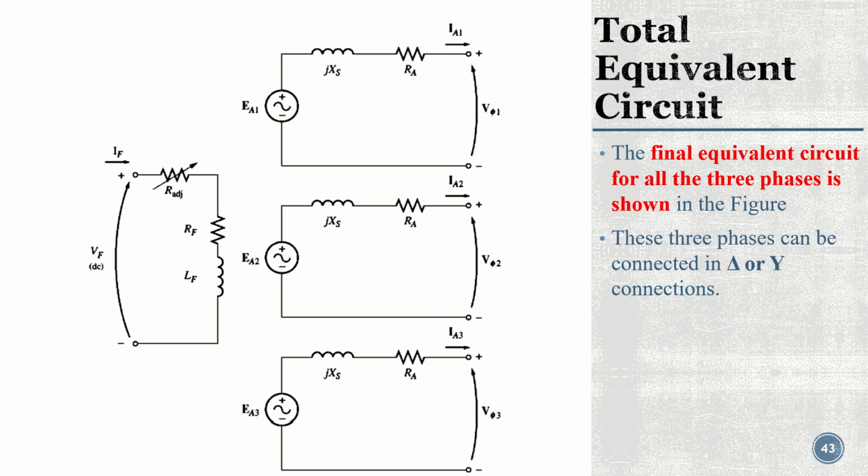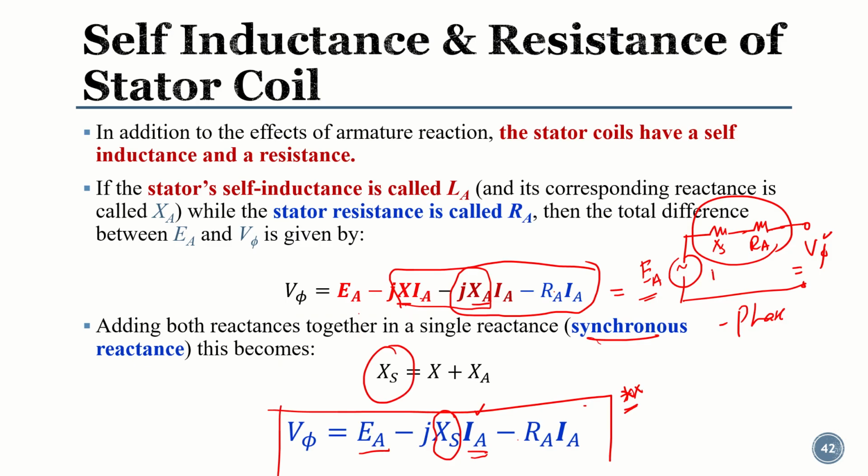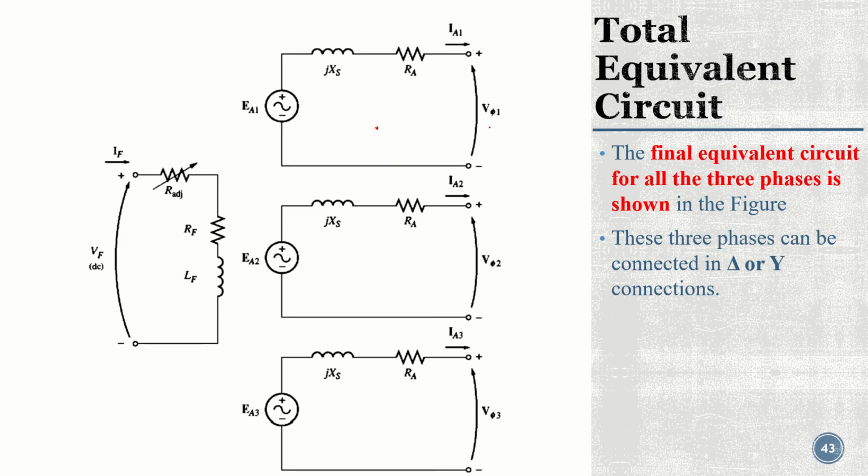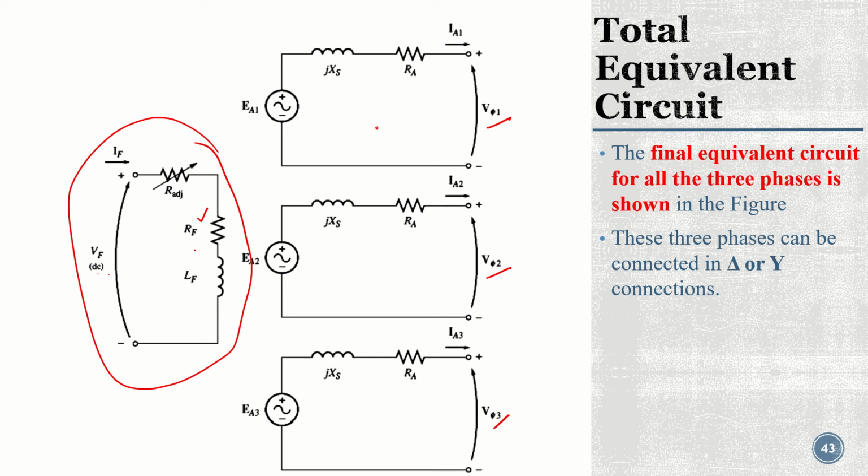And if we want to draw the three phase system, we get the same circuit for each phase, like the first phase, second phase and third phase. The rotor circuit is like this one. We supply the DC voltage, we have the rotor field resistance and field reactance, and here we have an adjustable resistance which is used just to adjust the field current. It's like a potentiometer, so that we can adjust the incoming field current. So this is the basic equivalent circuit of the synchronous generator.